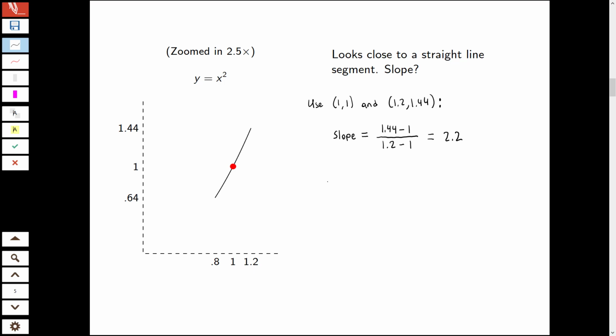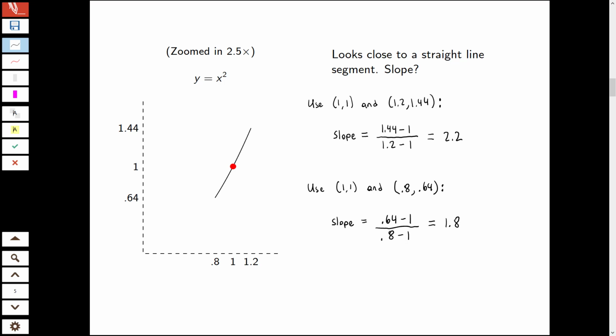Now, let's see what happens if I try to use 1, 1, and the left endpoint, where x was 0.8 and y was 0.64. If I use these 2 points, the slope would be equal to, all right, change in y, I'm going to do 0.64 minus 1, and over the change in x, that will be 0.8 minus 1. And using a calculator, we can find this value to be 1.8.